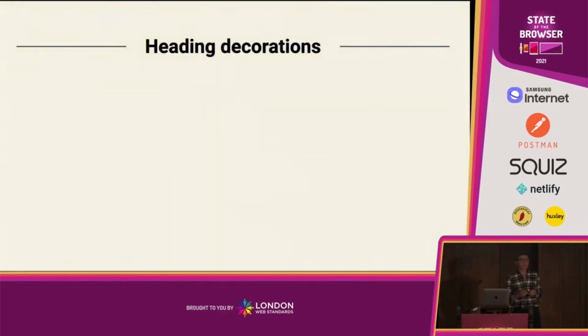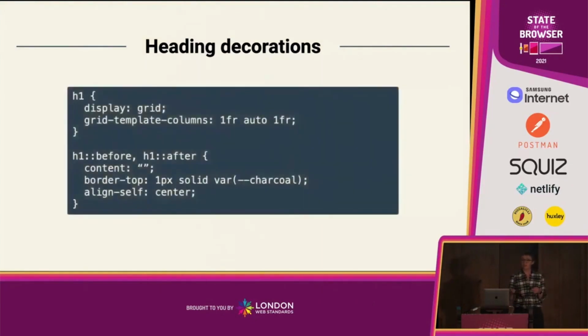At one time, it was quite hard to do stuff like little decorations, lines either side of a heading that would be responsive, that wouldn't end up squashing the heading into a tiny box in the middle. I do this using grid and generated content. So I'm basically making my heading into a grid. The actual heading text goes into the auto-size track. I've got two 1fr tracks either side, and I'm using some generated content basically to put a line in there.